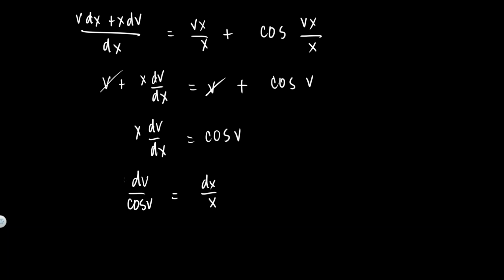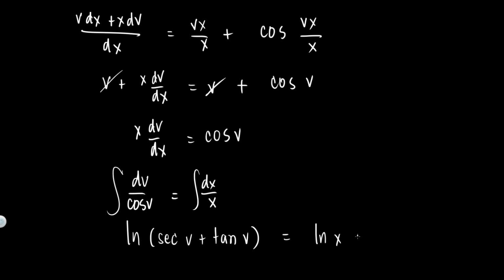Yes? What's next? Integrate. So, what is the integral of 1 over cosine v? What is 1 over cosine? That is a secant, no? Secant v. Okay? So, secant v. So, that is ln of secant v plus tangent v. There. Equals ln of x plus c or ln c.